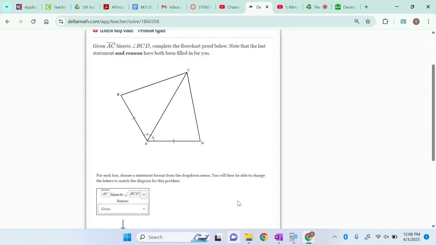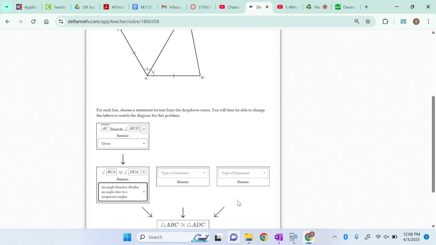Right, angle BAC is congruent to angle DAC. Again, they just marked these already for us. So that is what reason? Given. So that's exactly what you would put in for these two boxes here. It doesn't matter which order you put them in, you'll write these two statements, and this is the reason. All right.